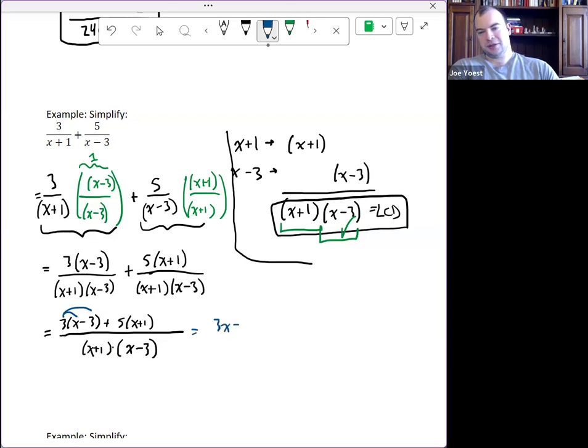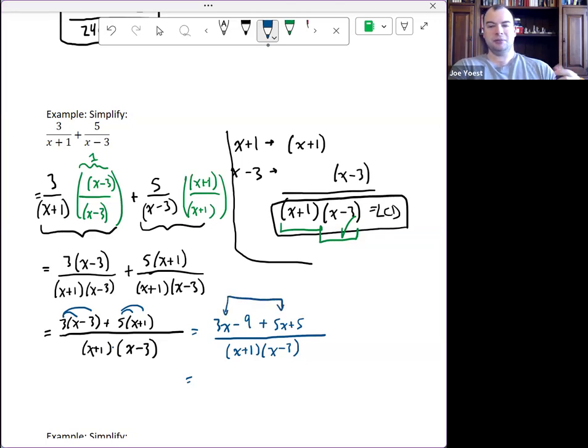So I get 3x minus 9 plus 5x plus 5 over my denominator of x plus 1 times x minus 3. Now I combine like terms, 3x and 5x, those are like terms. So 3x plus 5x is 8x. Minus 9 plus 5 gives me minus 4.